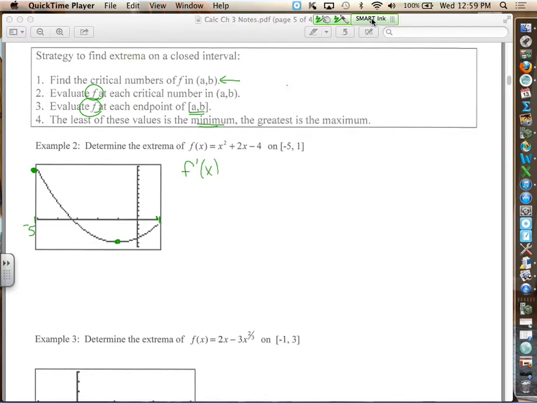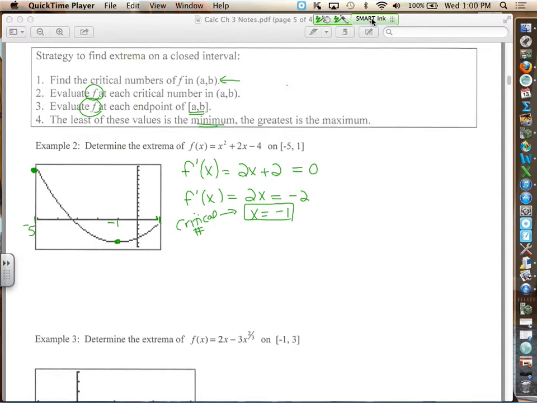So the derivative would be 2x plus 2. If I set the derivative equal to 0, I get 2x equals negative 2, and then x would be negative 1. So that's a critical value, critical number. If you look at your graph, here's where x is negative 1. You can see that looks like the lowest point on the graph there, and we're going to prove that it actually is. So that's the first step, get the critical values.